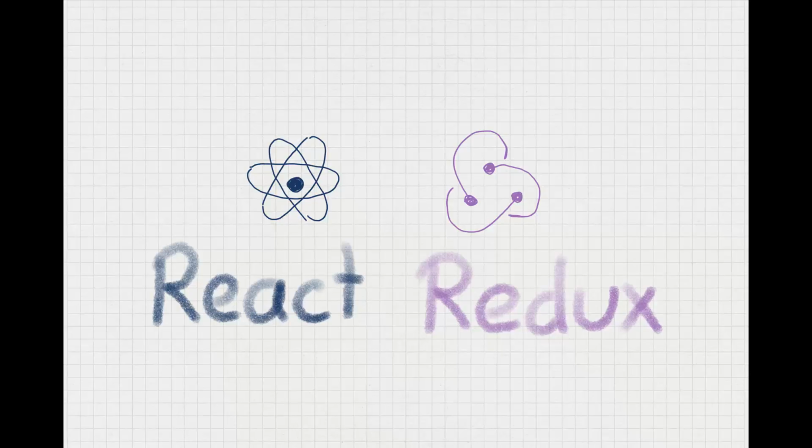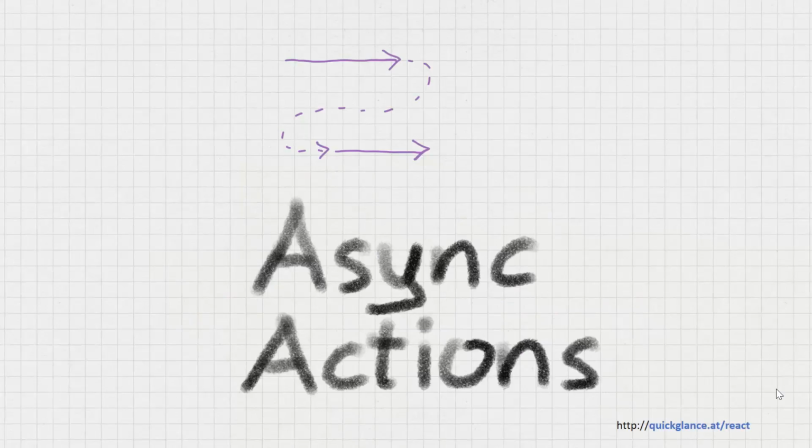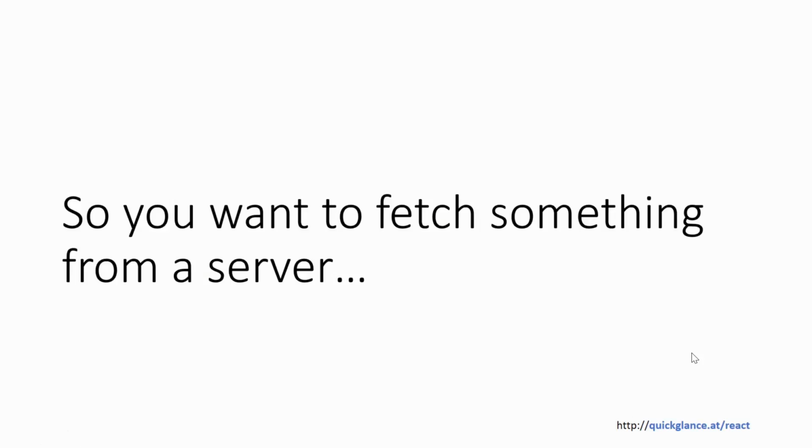In this video, I want to show you how you can handle asynchronous results in Redux. So when you fetch something from a server and you get the result asynchronously, how can you use asynchronous actions to process those results with Redux? So, asynchronous actions. Say you want to fetch something from a server or do something else that takes time. How would you dispatch an action to the Redux store when this long-running operation is finished?